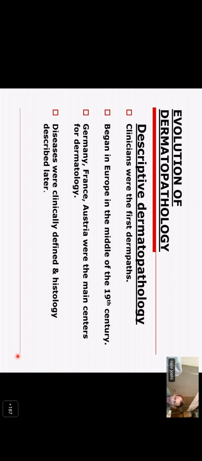Because in the 19th century, diseases were not really very clear as they are today. So it began in Europe in the middle of the 19th century. Germany, France, and Austria, and of course, London in the UK were the main centers. So diseases were first clinically defined, and then the histology was described, and that is how you got a composite description of diseases. This, of course, was the father of surgical pathology.